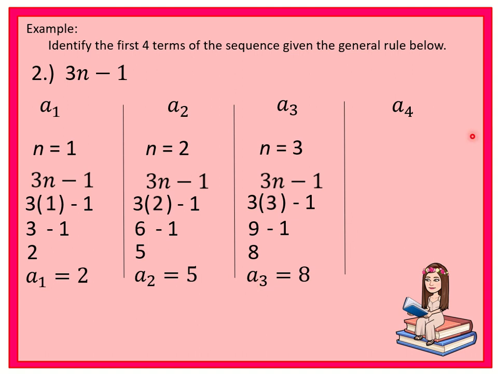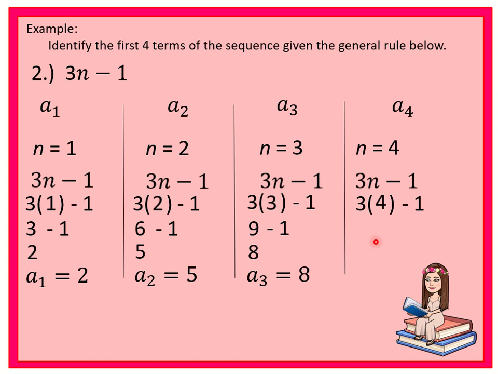Next, proceed tayo sa fourth term. So, fourth term, ang n natin ay 4. Copy yung general rule. Then, substitute yung 4 sa n. Therefore, 3, imbis na n, magiging 4. Then, minus 1.